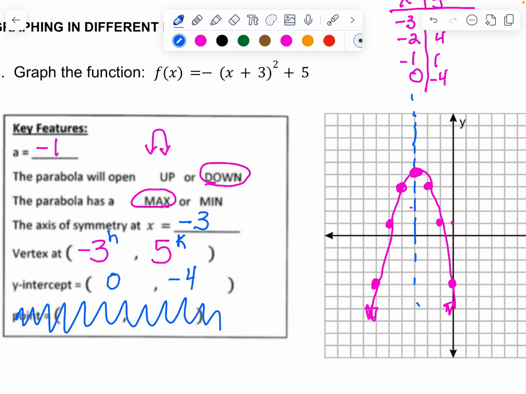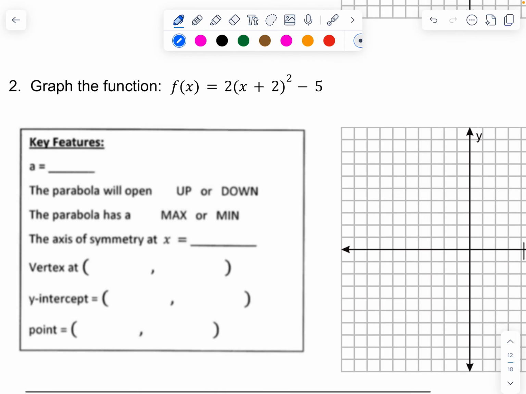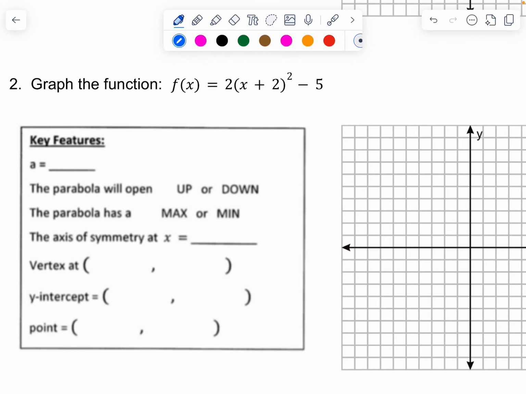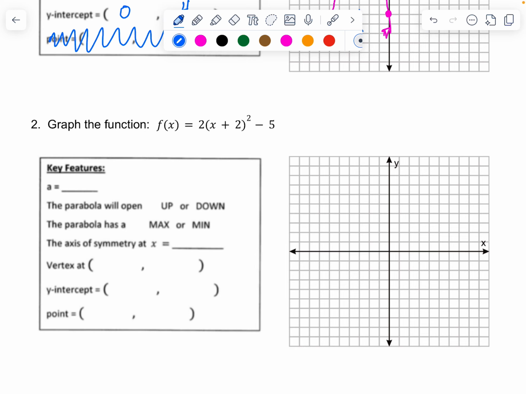Okay, so that's it with vertex form. Go ahead, pause the video, and use your calculator, and you can ignore the point part, and try to graph this one doing the different features. Okay, hopefully you paused me. Now let's unpause. You should have A is 2.